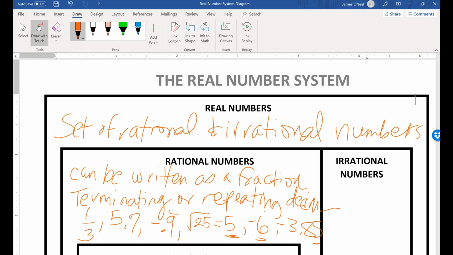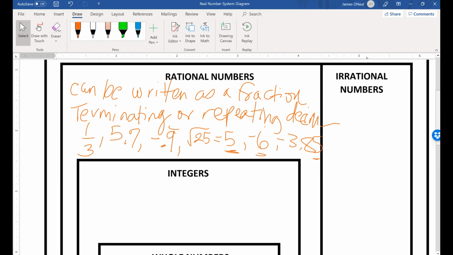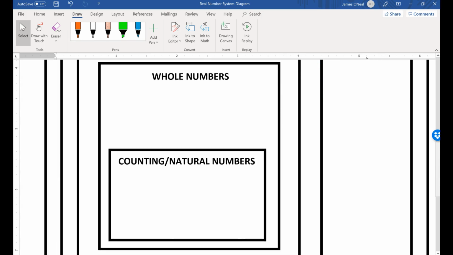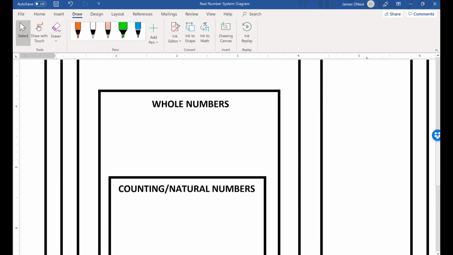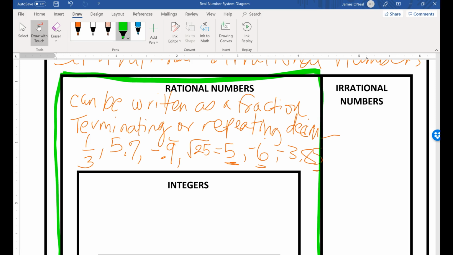So, rational numbers can be numbers that can be written as a fraction, or they are terminating or repeating decimals. All of the numbers that are under here will be rational. So we move on to integers. Integers are rational numbers. You see this box, this outline box, rational numbers. Integers are rational numbers, whole numbers, and counting and natural numbers are all rational numbers because they're looped in the big box. I think some people get confused. You see this big box right here? Everything in this box going down. Those are rational numbers. So integers are rational numbers.